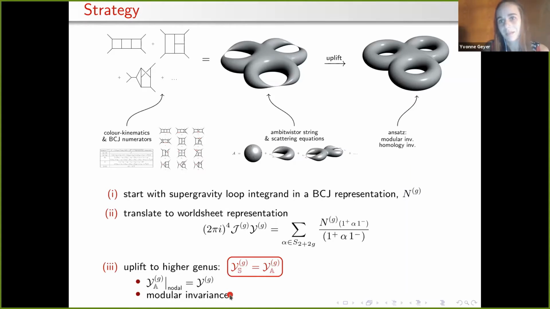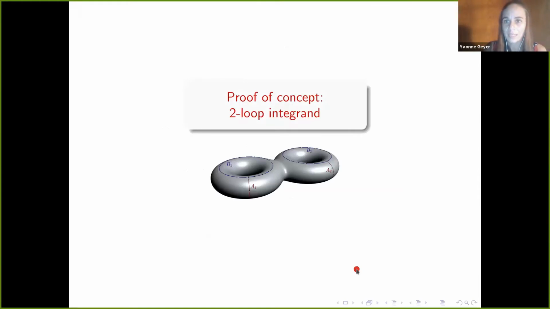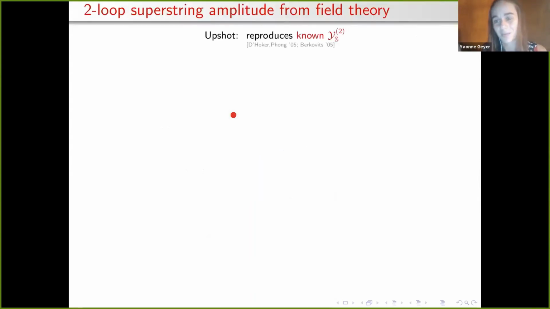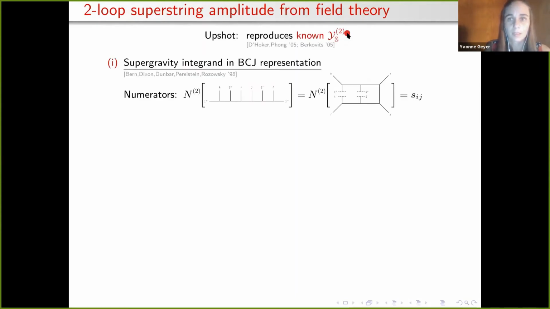Okay, so this is a highly non-trivial procedure in general. So just as a proof of concept, let's look at a case where we know the answer and see how this will play out. Let me point out that this is already highly non-trivial. This is what took D'Hoker and Phong 20 years after the first 1-loop results to calculate, in 2005, in 6 papers. Okay, so the upshot is going to be that applying this strategy at 2 loops reproduces their results for the 2-loop Y_S factor. Now, we're going to start out with our numerator representation. In this case, the numerators, I've pulled out the factor of R to the 4.